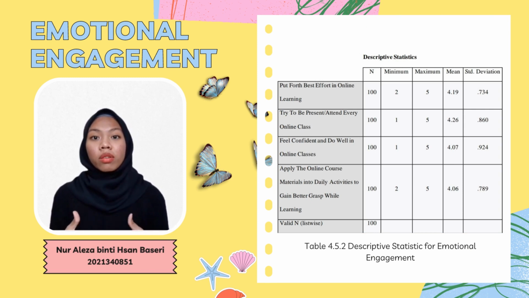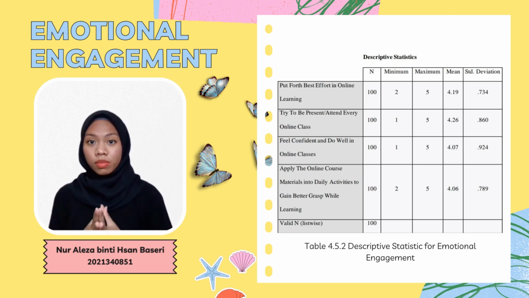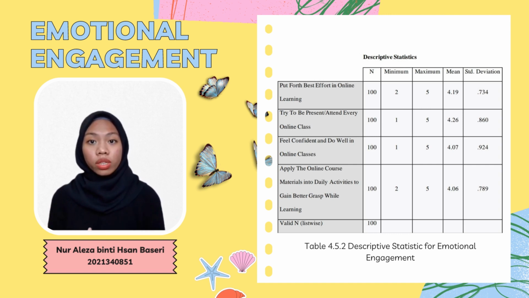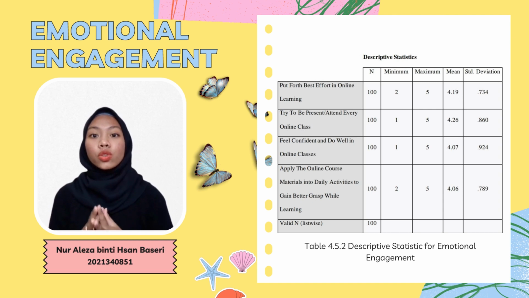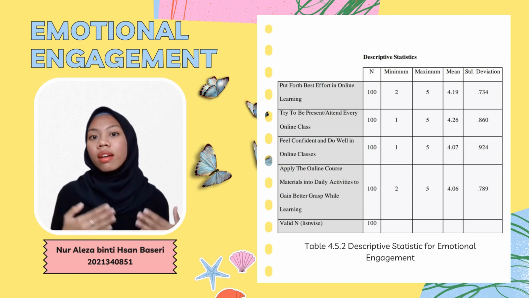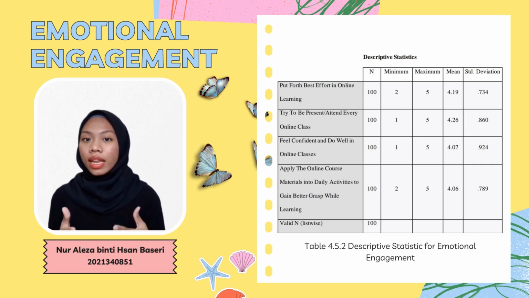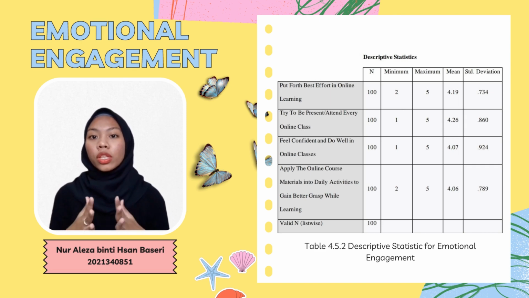So now I will explain about emotional engagement. As you can see in the slide, these are the descriptive statistics of emotional engagement. Based on the mean scores, the results show that many of the students agree with 2 of the 4 questions given, with the mean rate 4.06 to 4.07. But they agree more with putting forth best effort in online learning, and they also agree that they try to be present or attend every online class, with the mean rate between 4.03 to 4.26.